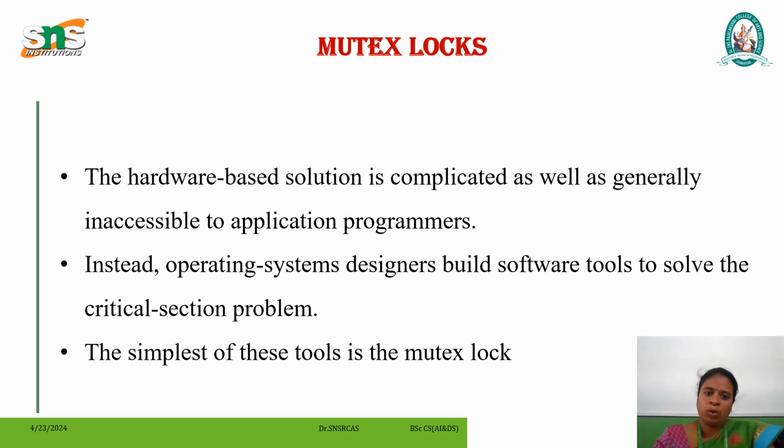The mutex lock is used to protect the critical section and thus prevent race conditions. A process must acquire the lock before entering the critical section. It releases the lock when it exits the critical section. The acquire function acquires the lock and the release function releases the lock. A mutex lock has a boolean variable available. Its value indicates if the lock is available or not. If the lock is available, a call to acquire succeeds. Otherwise, the lock is considered unavailable.